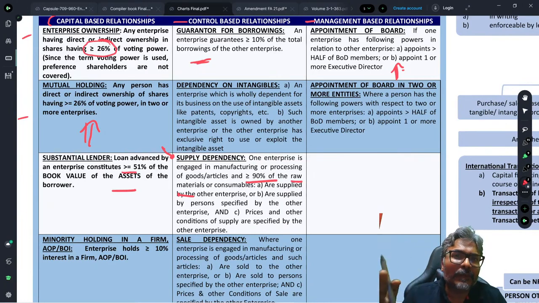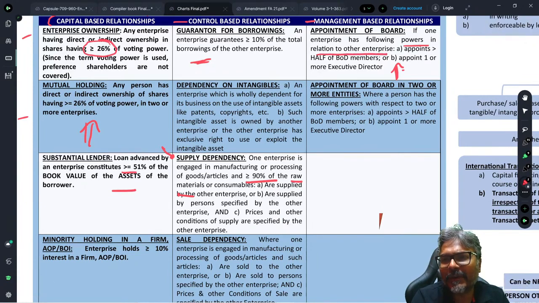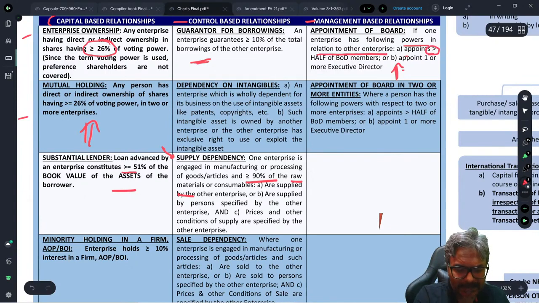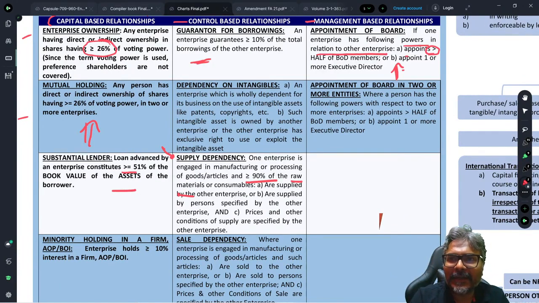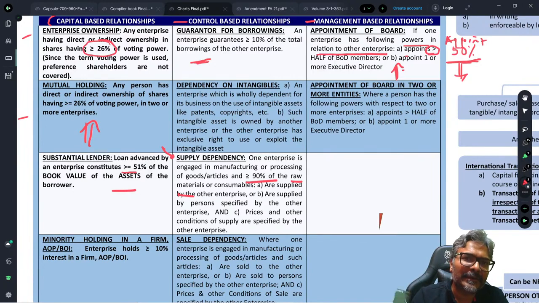So if one of the enterprises, say Reliance Industries, has the power in relation to another enterprise, what is the nature of the power? They can appoint more than half. Students, this is a game. ICAI question, students, you should salute it. They have told that they have got 50%. They can appoint 50% of the board members in the other entity.